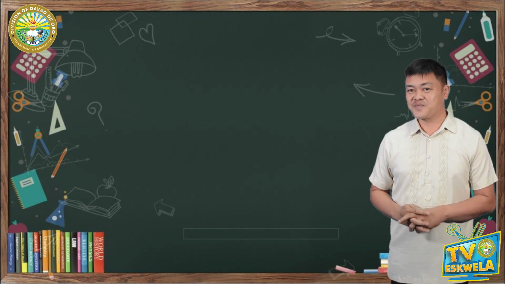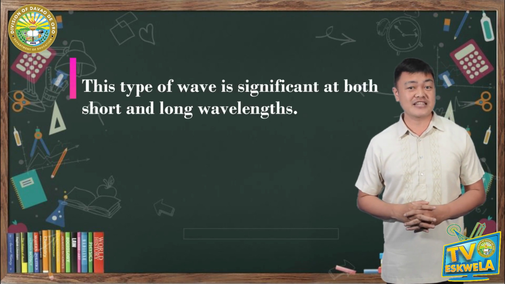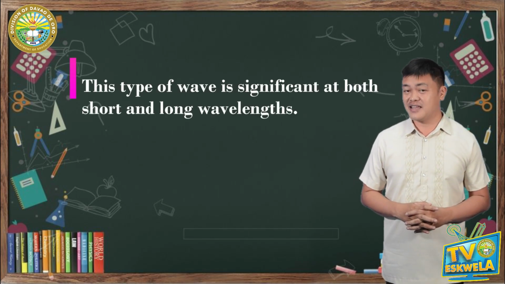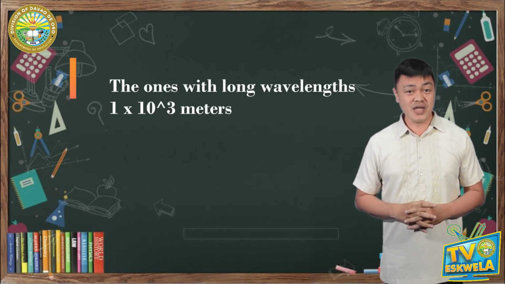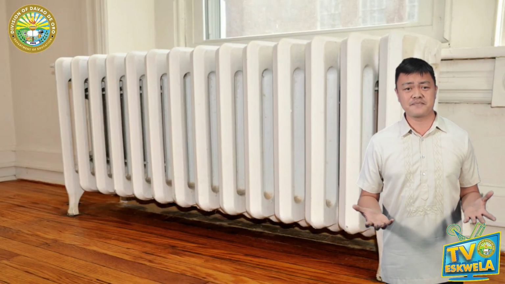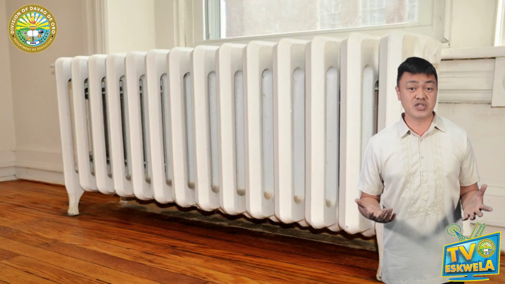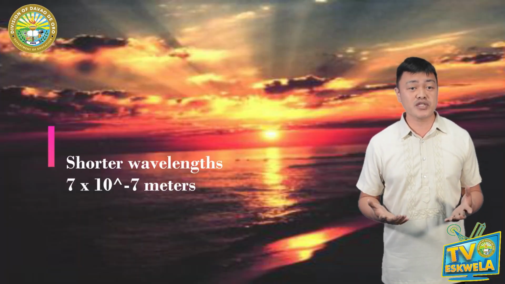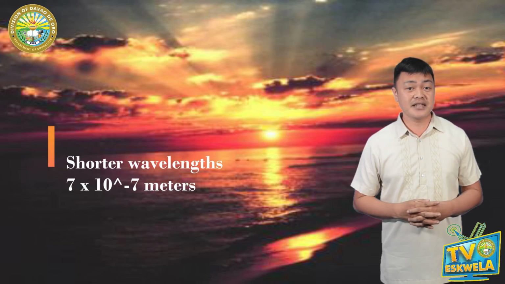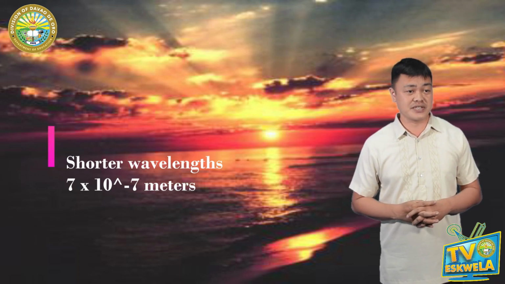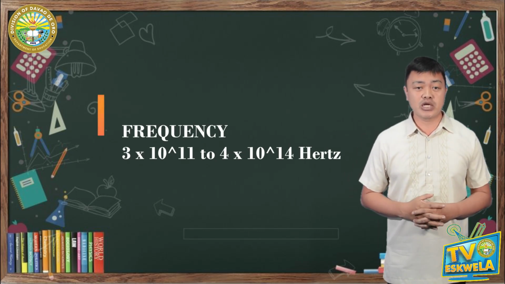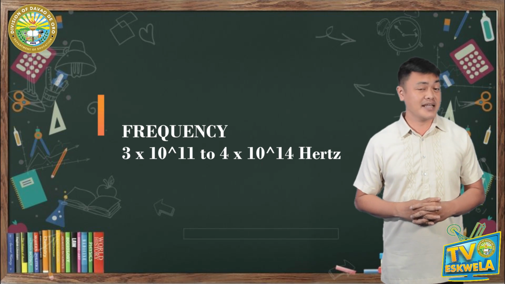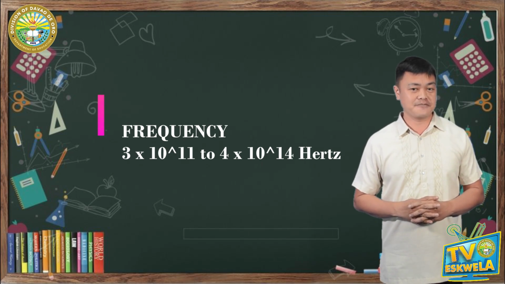Yes, my turn. This type of wave is significant at both short and long wavelength. The ones with long wavelengths, 1 times 10 raised to the power of 3 meters, can be detected as heat. Your radiator or heater gives off these long waves. The sun gives off this type of wave with a shorter wavelength, 7 times 10 raised to the power of negative 7 meters, and a frequency ranging from 3 times 10 raised to the power of 11 to 4 times 10 raised to the power of 14 hertz.